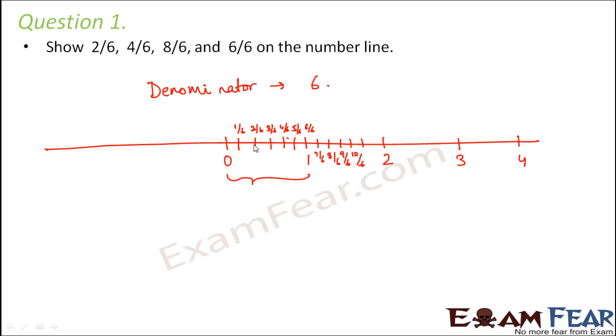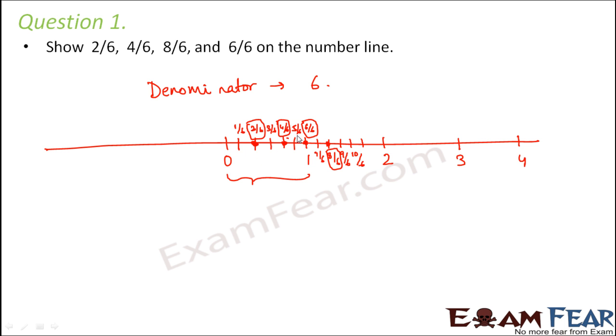So now we have to represent 2 by 6. So this is 2 by 6 here, 4 by 6 is here, 8 by 6 is here, and 6 by 6. 6 by 6 is nothing but 1, so this is here. So in this fashion we can represent all of these on the number line.